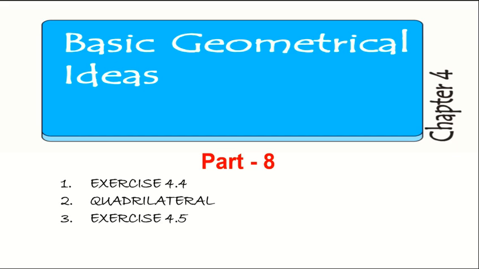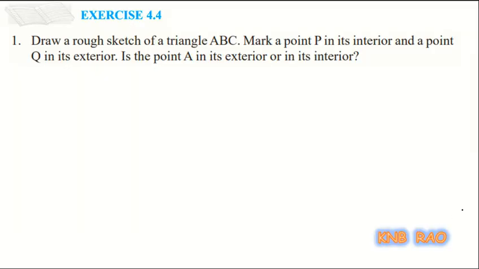Coming to question number 1 of exercise 4.4. In this question, we are asked to draw a rough sketch of a triangle ABC and mark a point P in its interior and a point Q in its exterior. So let us draw first.